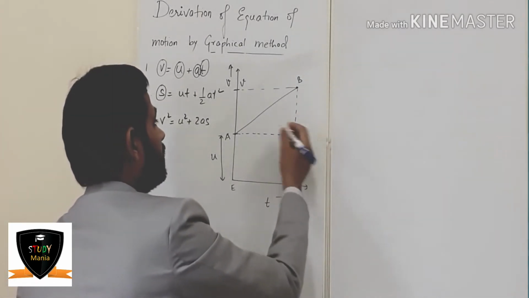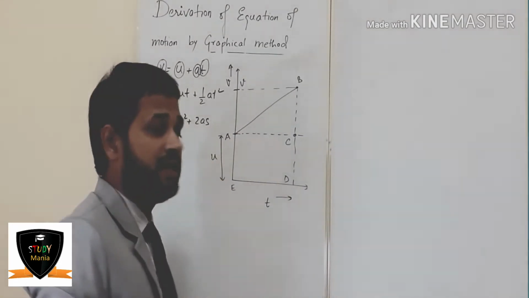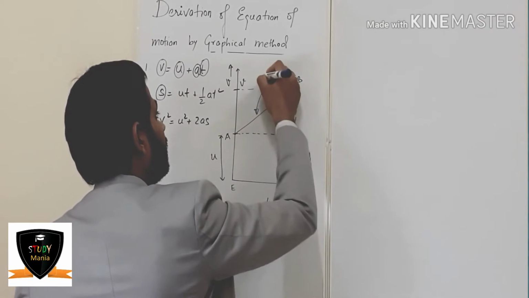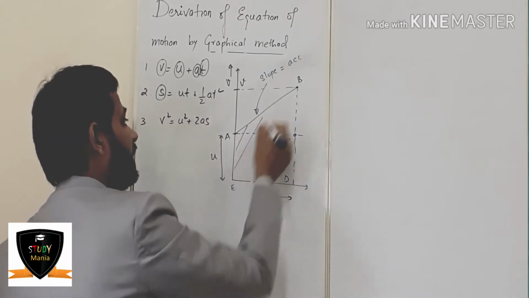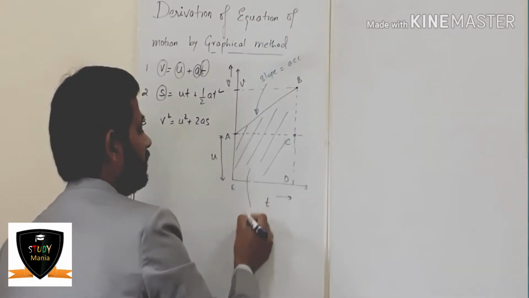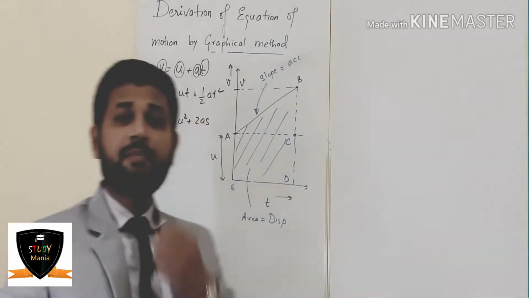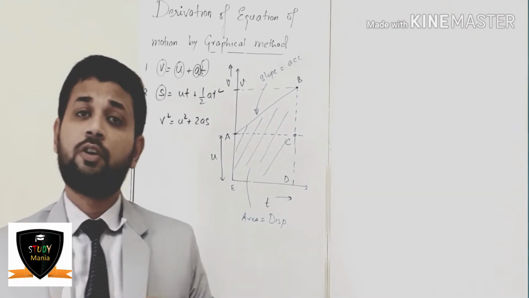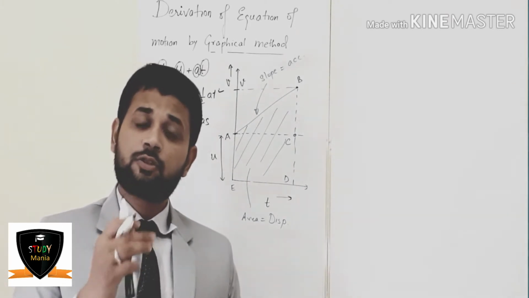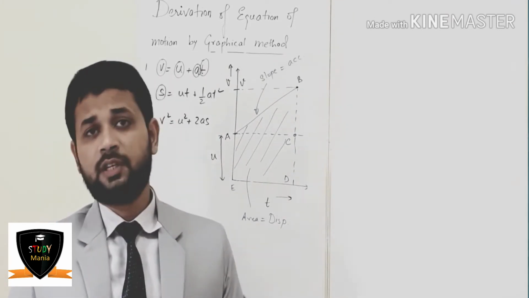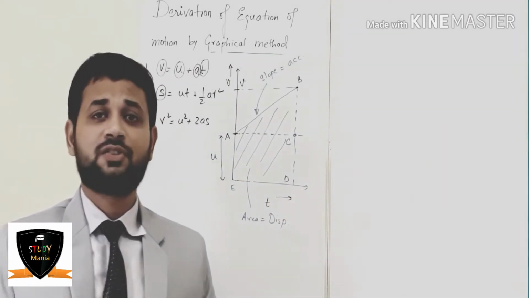You can easily understand that in the velocity time graph we have taken a constant acceleration, and the slope of this line will give the value of acceleration. And the area under this line will give the value of displacement. So the concept is: the slope of the velocity time graph gives the value of acceleration, and the area under the slope or a curve gives the value of the displacement. With these two concepts, we can proceed for the derivation of these three equations of motion.